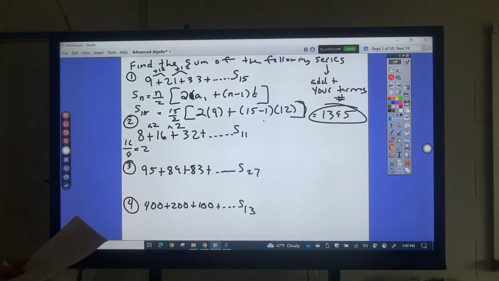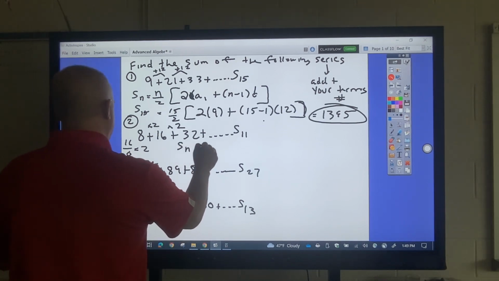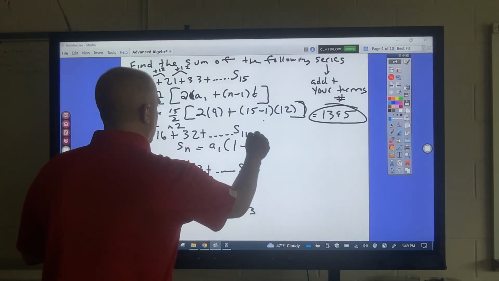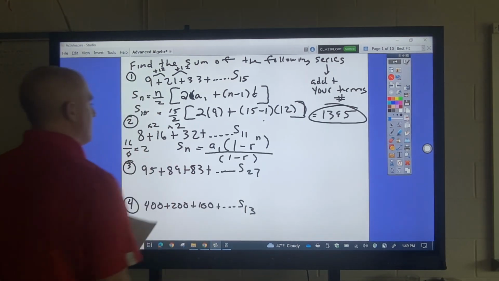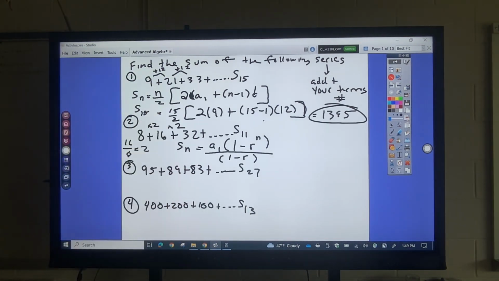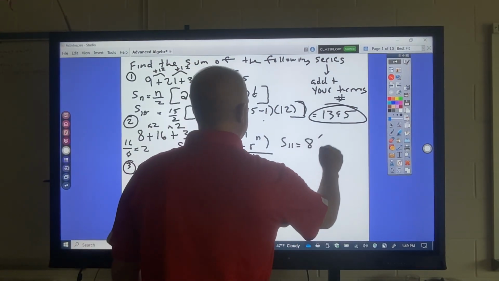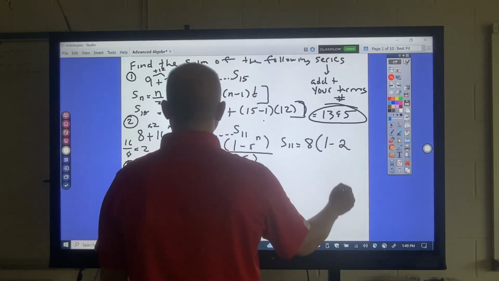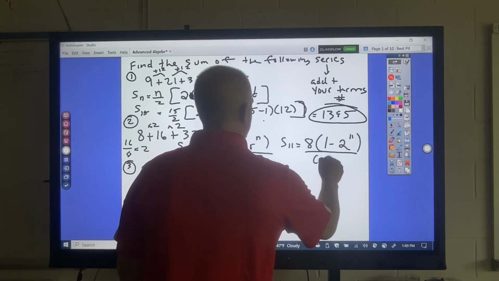Now the geometric formula says Sn is A1 times 1 minus r to the nth power, all over 1 minus r. In this case, they want us to find the 11th term. So S11, first term is 8, 1 minus 2 to the 11th power, all over 1 minus 2.